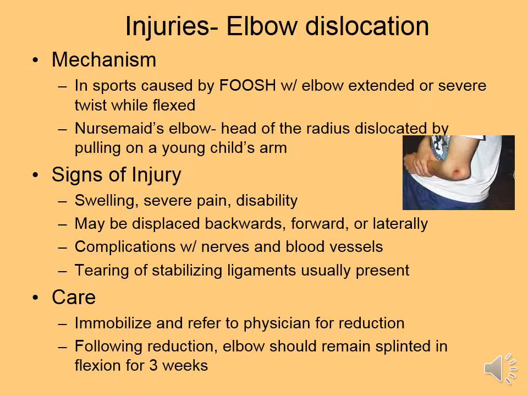Care here would be to immobilize the elbow, so in a sling, if they're in a position that they can stay in a sling, or they can just make sure they're holding their arm and they don't move it. And we'll send them to the emergency room for reduction by a physician. Following reduction, the elbow should remain splinted in flexion for 3 weeks, and we can do a normal PRICE and whatnot as well.